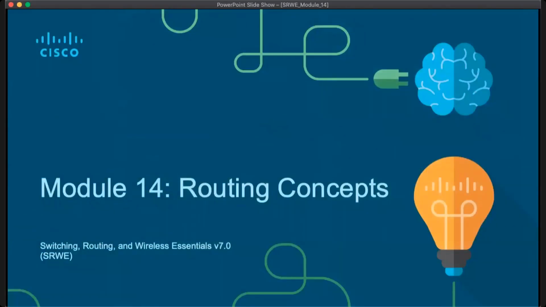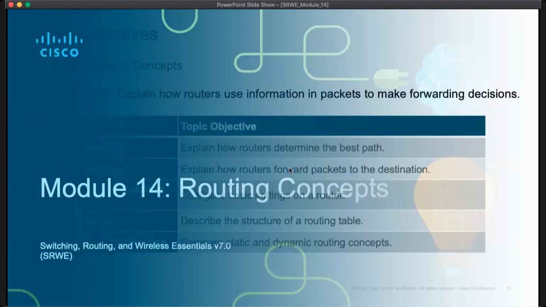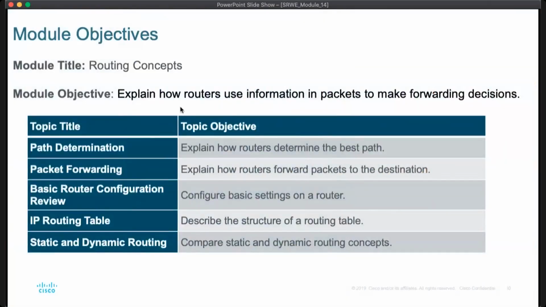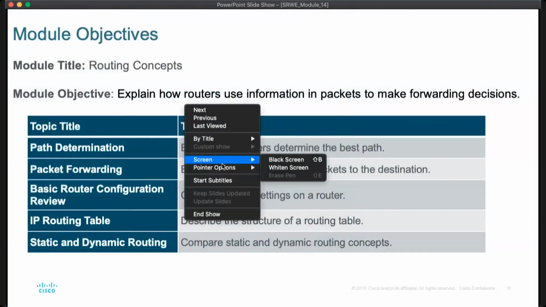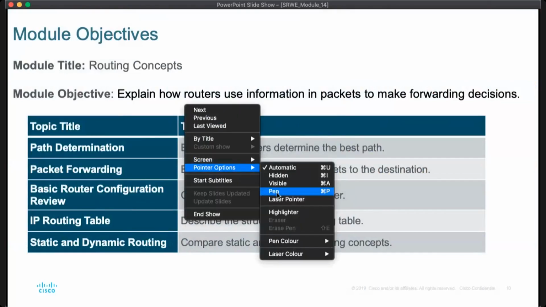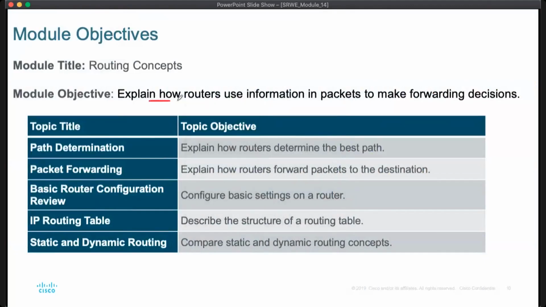Okay, module 14, routing concept. This module will explain how routers use information in the packet to make forwarding decisions. We have subtopics: path determination, packet forwarding, basic router configuration, IP routing, and static and dynamic routing.